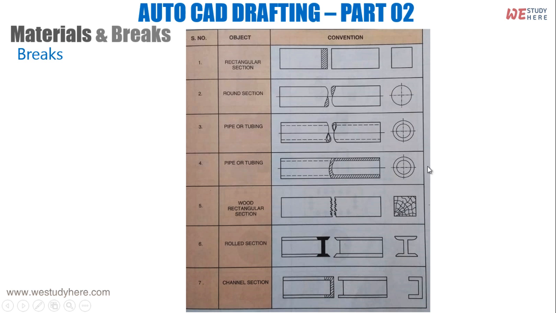So here we can see the rectangular section. That's a solid section and this is a round section. And if it is a tubular or a pipe, there are two ways of representing the break. And this is a wood, and rolled sections like steel I-beams and channel sections, or we can say this is a U type of section. Okay, these examples are more related to mechanical. And regarding the architectural break lines, we'll discuss at the time of drafting.